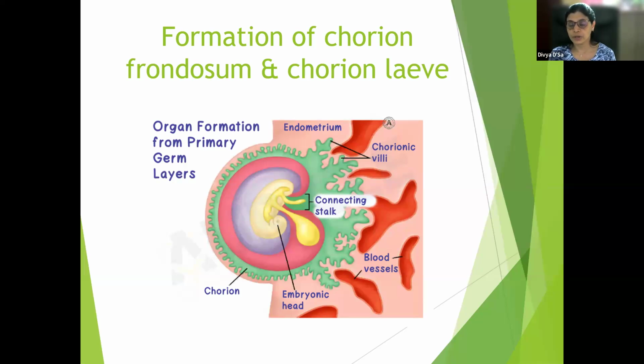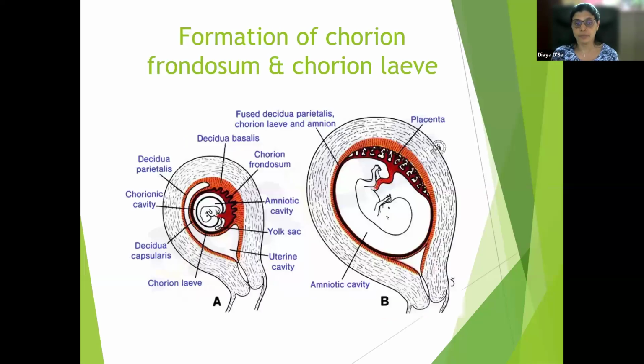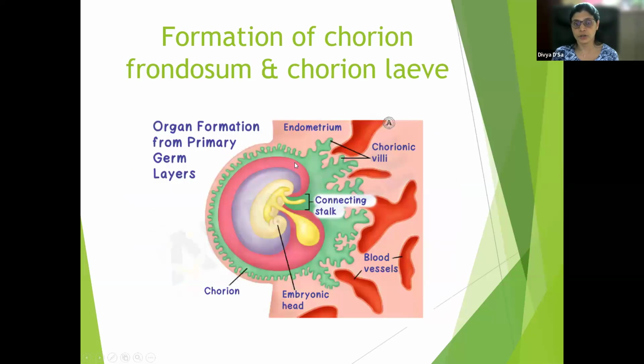Now from this chorion, the cells will project and form the villi. These villi will undergo different stages of development. Initially they are formed all around the developing embryo, but the development progresses more rapidly towards the embryonic pole. This is the abembryonic pole.